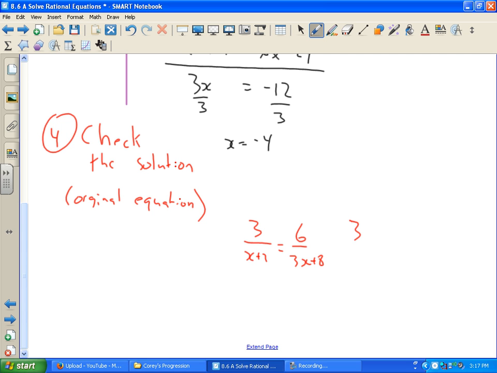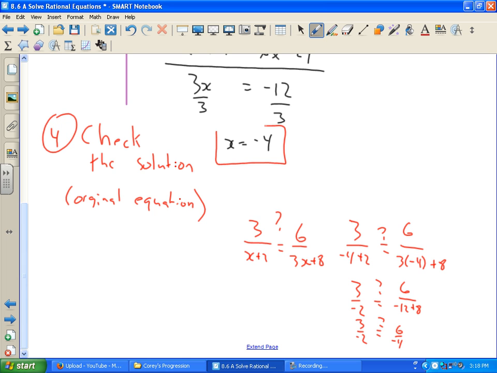That's saying 3 over negative 4 plus 2. Is that equal to, this is our check, is that equal to 6 over 3 times negative 4 plus 8? So that's 3 over negative 2. We're checking to see if that equals 6 over negative 12 plus 8. 3 over negative 2 equal to 6 over negative 4. 6 over negative 4 reduces to negative 3 halves.